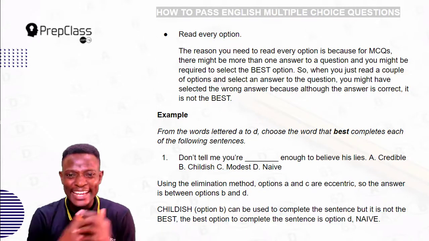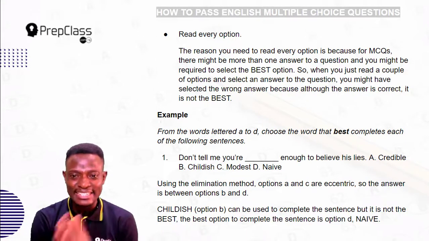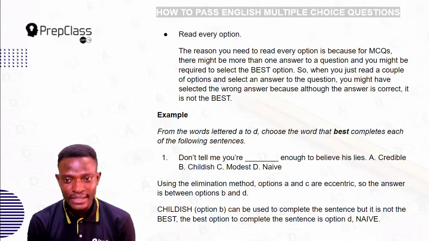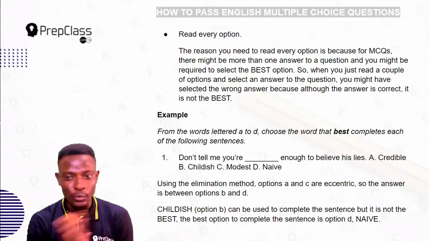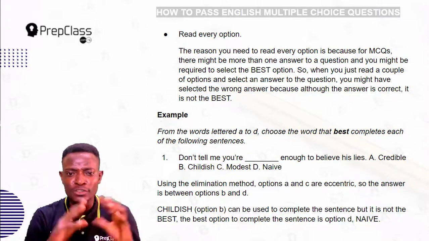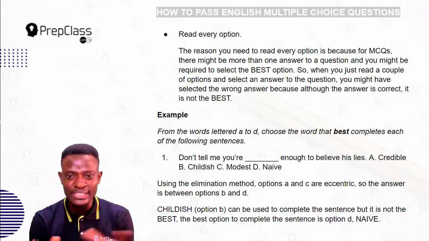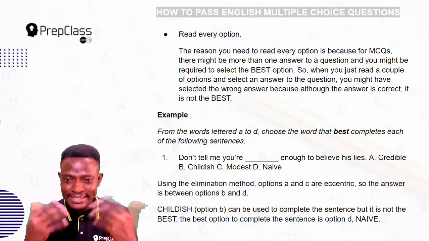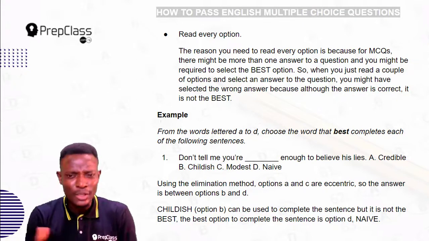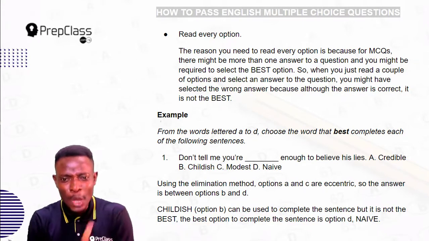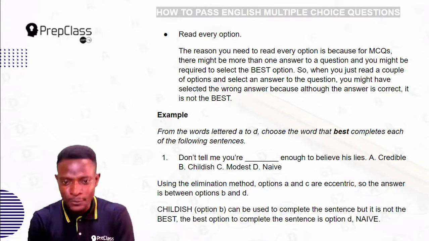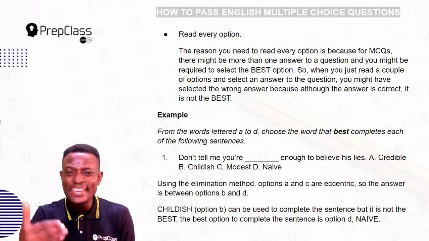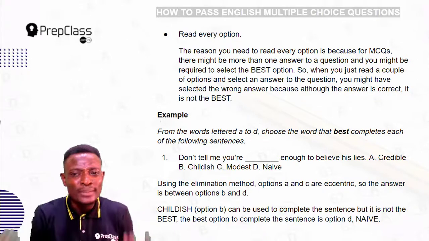Now, using the elimination method, options A and C are eccentric. They are not possible answers to this question. So the answer is between options B and D, childish and naive. Now, when you use childish to complete the sentence, it still makes sense. Don't tell me you're childish enough to believe his lies. But childish is not the best option. The best option is naive. Don't tell me you are naive enough to believe his lies.